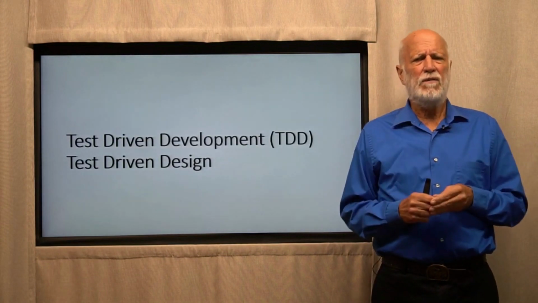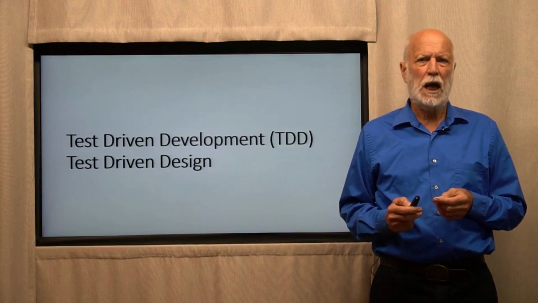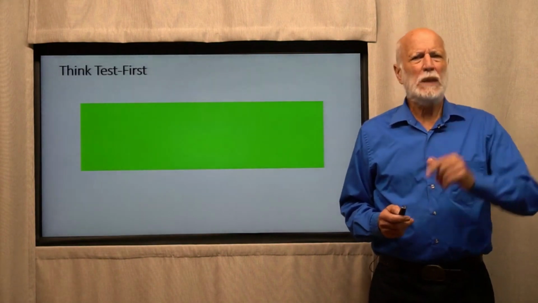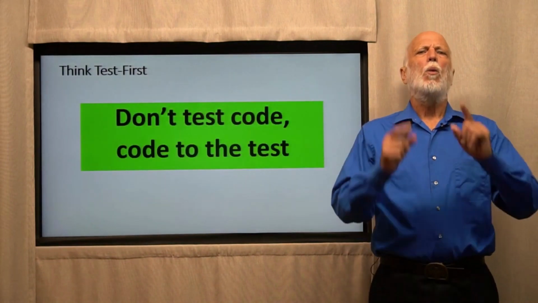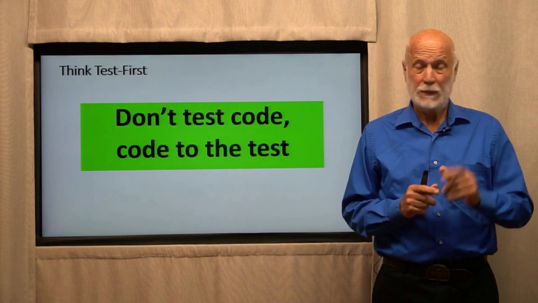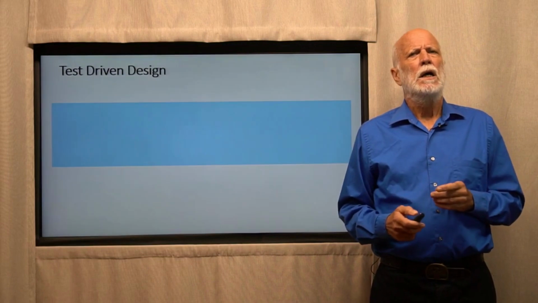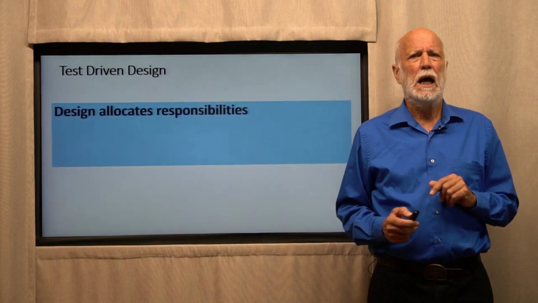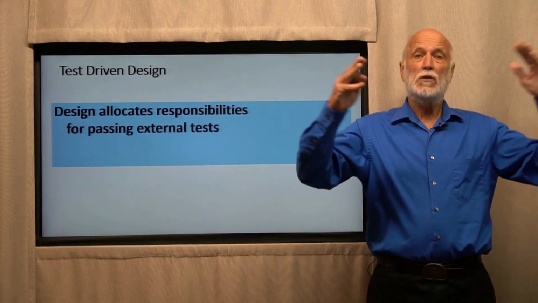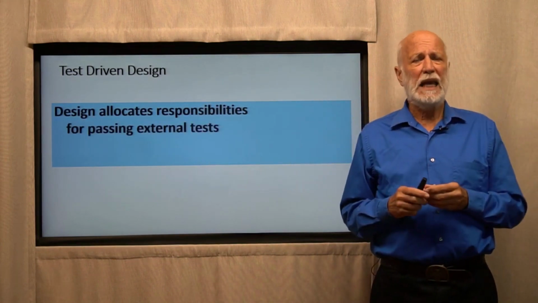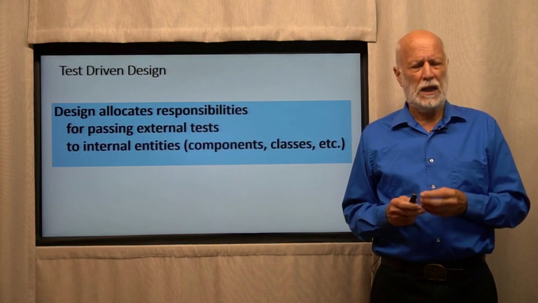So the third part is test-driven development, or I also like to call it test-driven design. And we're once again thinking test first. We do not test code, we code to the test. An entirely different mindset shift. In test-driven design, our design allocates responsibilities for passing those external tests, the ones we got from behavior-driven development, to internal entities, our components, our classes, and so forth.